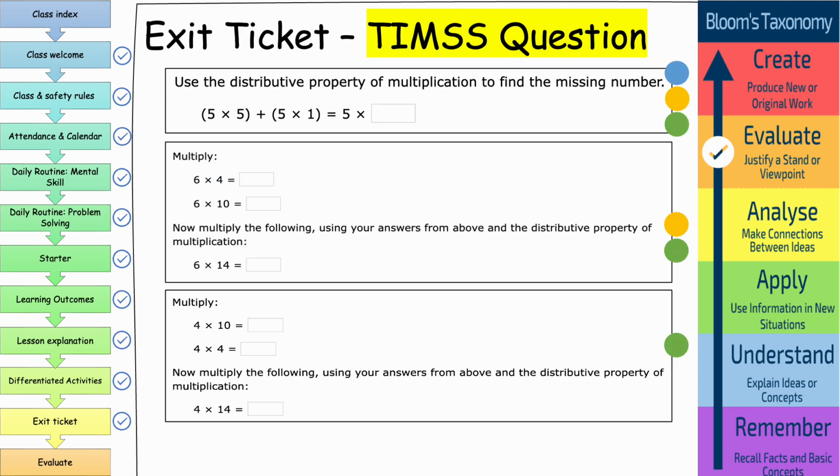Now we reach the end of our lesson, and this is the exit ticket. So there is 3 questions. Choose the question you want to answer, or you can write all of them. So I will answer this question with you, question number 2.